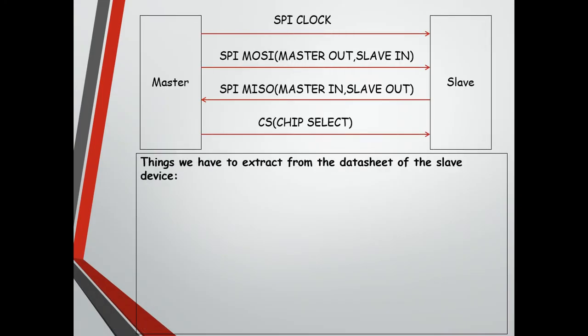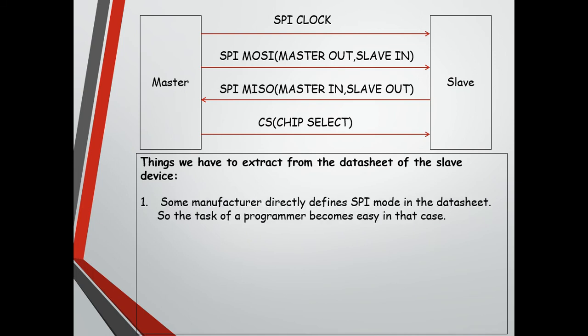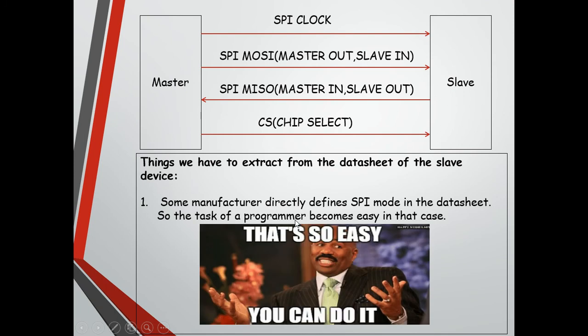Now, the things we have to extract from the datasheet of the slave device. Some manufacturers directly define the SPI mode in the datasheet. That means they will specify in the datasheet that the master needs to be configured in SPI mode 0, SPI mode 1, SPI mode 2 or SPI mode 3. These modes are directly specified in the datasheet of the slave device, so that becomes very easy for a programmer to configure the master device.